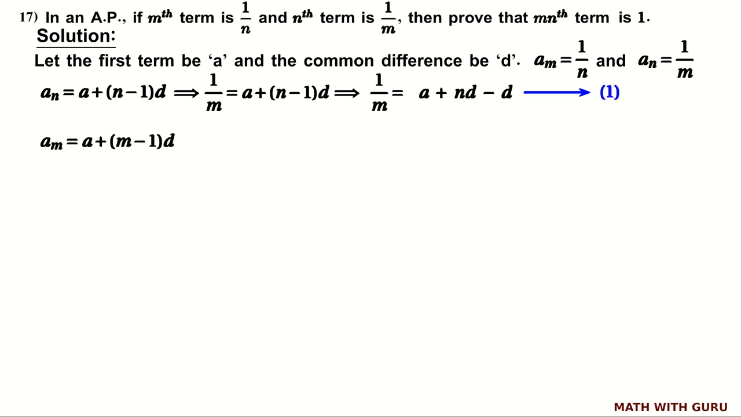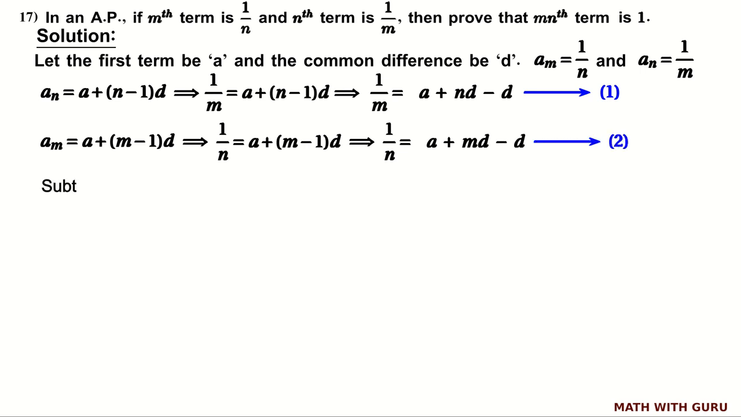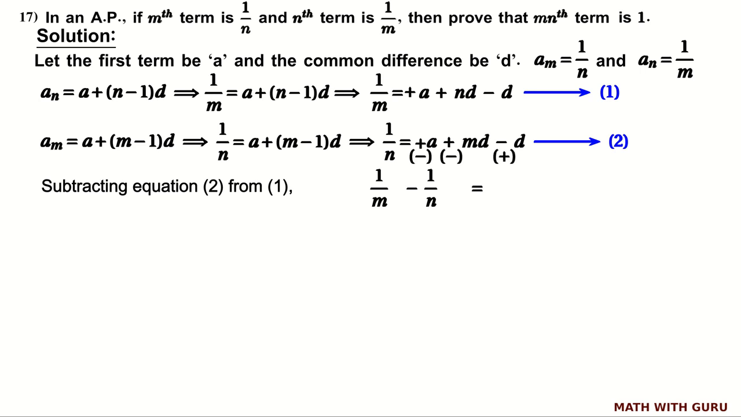Similarly, a_m equals a plus (m minus 1) into d. 1 over n equals a plus md minus d. Take this as equation 2. Subtracting equation 2 from 1, 1 over m minus 1 over n equals, change the signs, plus a minus a get cancelled, minus d plus d get cancelled, nd minus md.